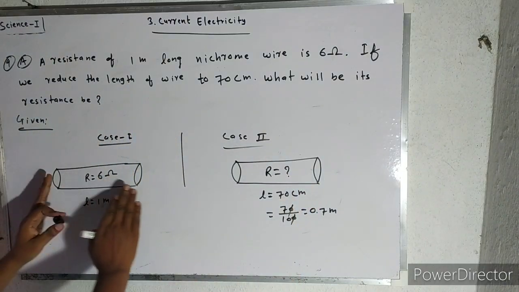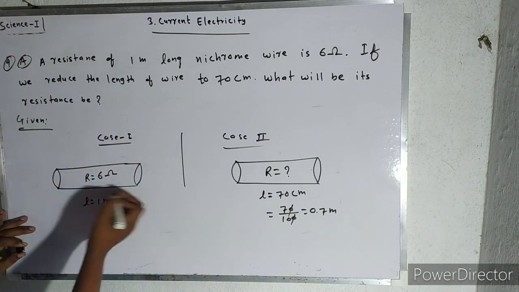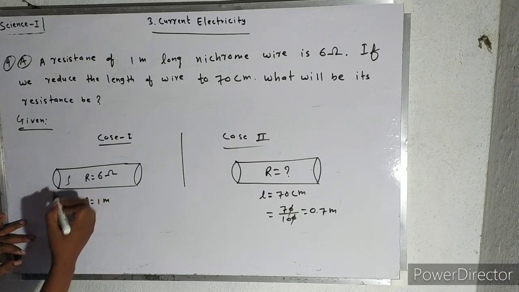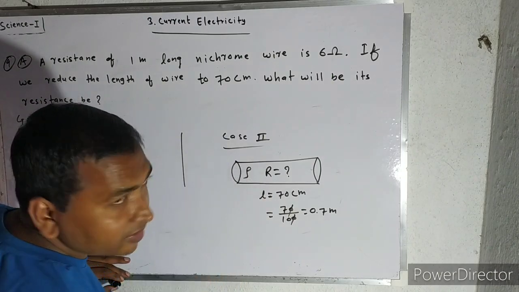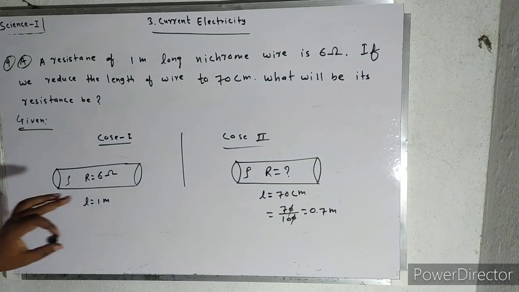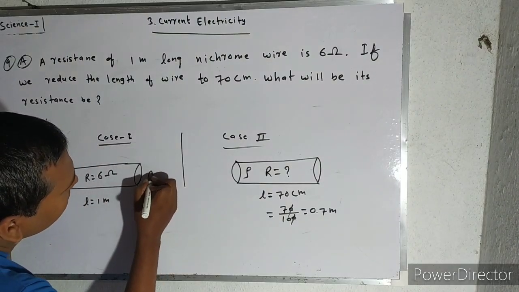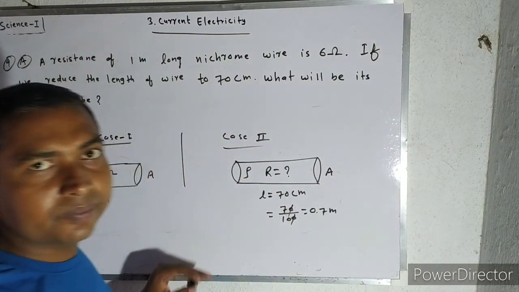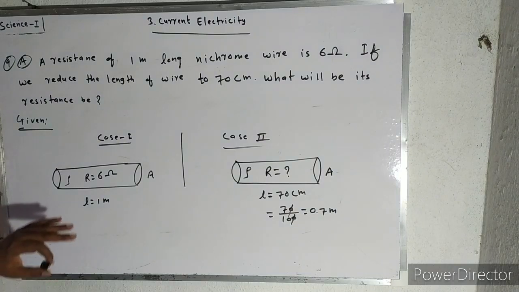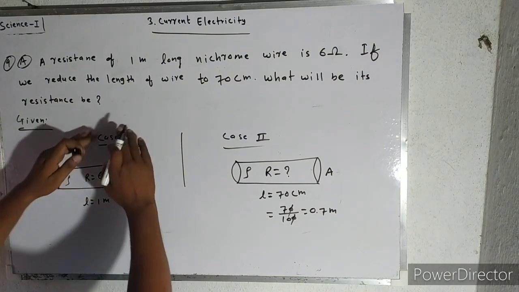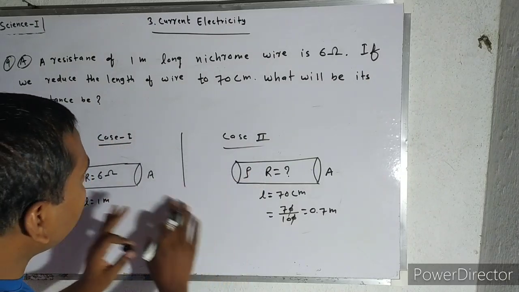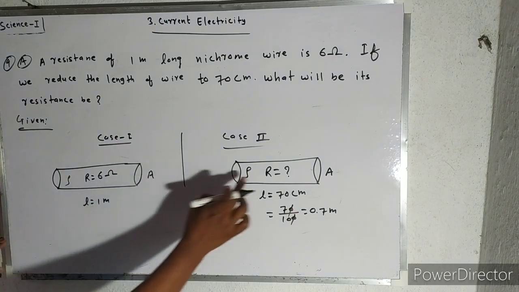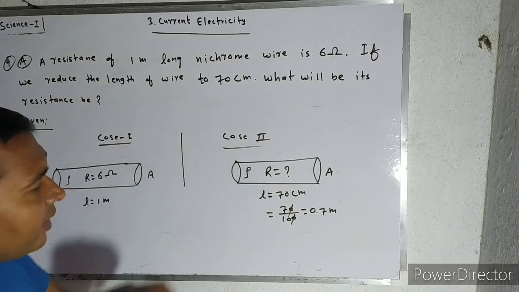Since the wire is the same, it means resistivity will also be the same. So this wire has resistivity rho. Again this wire also has resistivity rho. See, this is area of cross section A. So again this will be area of cross section A. Understood? Now in given, I drew 2 cases, case 1 and case 2. You have to draw the diagram also. Okay? Given. We have to find R.